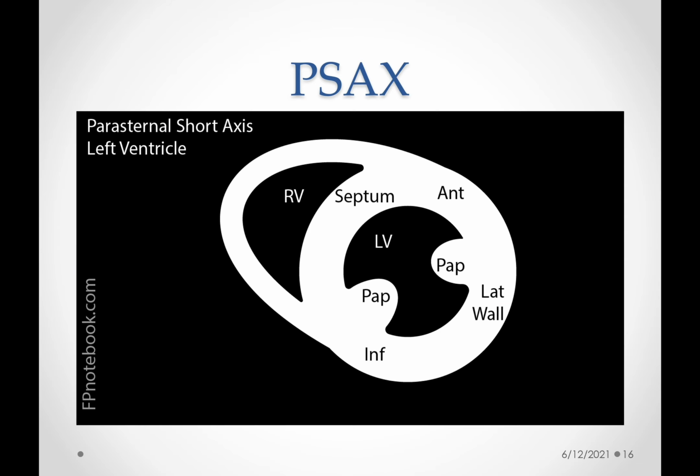In a parasternal short axis view, you're slicing the heart at the short axis level. And at this level here, we've sliced the heart at the mid-papillary level. So that's why you can see the two papillary muscles on the right and lower left. And this black hole there is the left ventricle. On your left side, you will find the right ventricle, and between them is the septum.